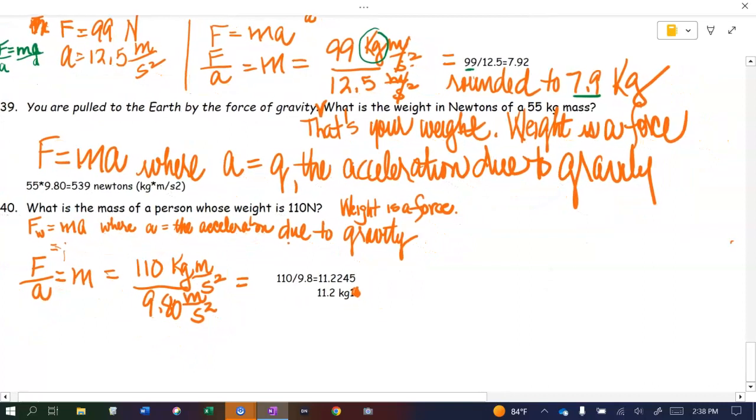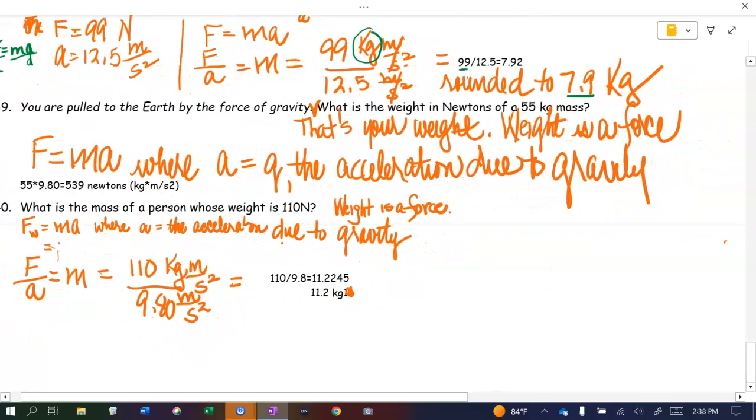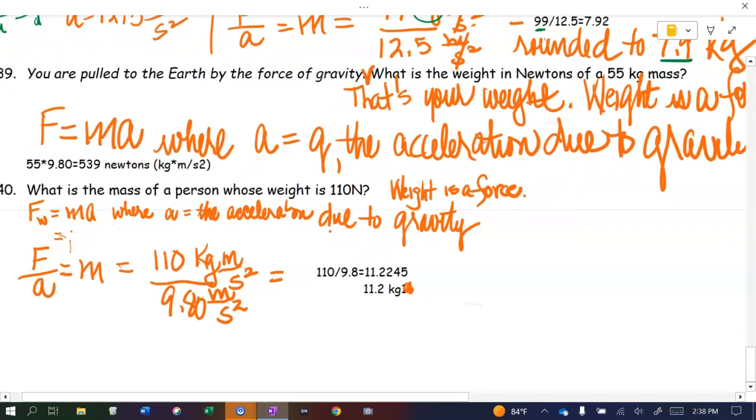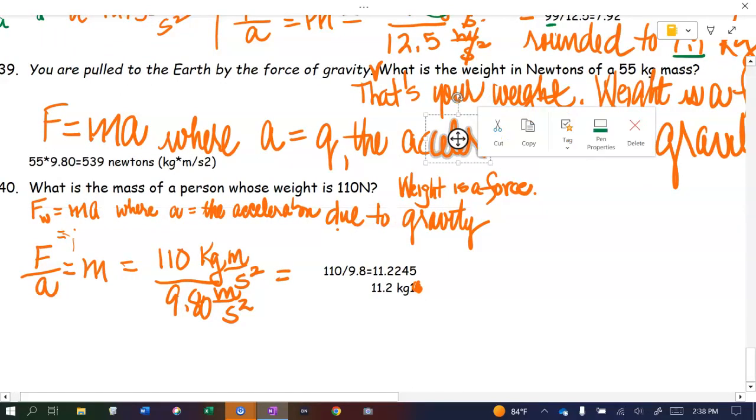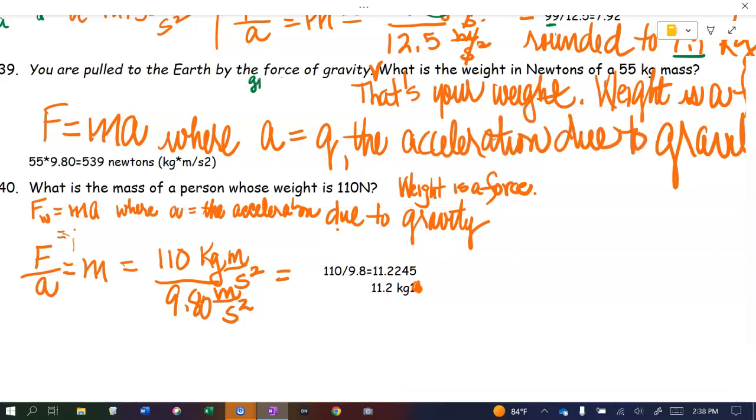All right, you are pulled to Earth by the force of gravity. What is the weight in newtons of a 55 kilogram mass? You know this, but you may not pull it together. So, the force of gravity acting on you gives you an acceleration towards the Earth. All right, and we call that g.